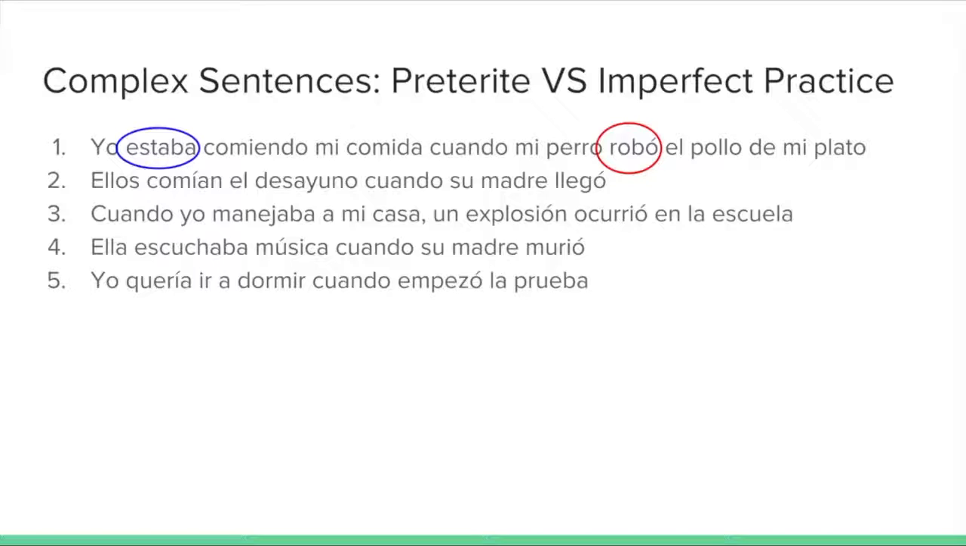And the second sentence, "ellos comían el desayuno cuando su madre llegó." They were eating their breakfast when their mom arrived. And so in this sentence, the "comían" would be the imperfect, and the preterite would be "llegó." This is because they were eating, which was ongoing, and then "llegó" would be the interruption.